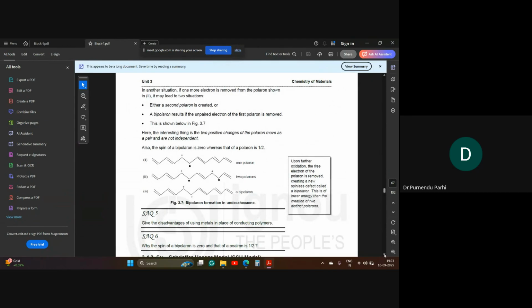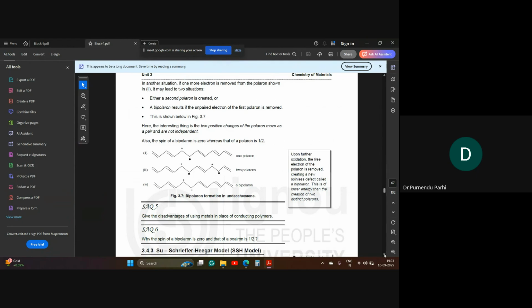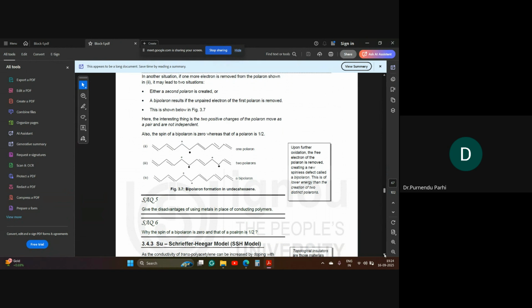So one parallel, two parallels, three biparallel. The exact examples are here. Two positive charges on the parallel move as a pair and are not independent. So if there are two positive charges close by, then that is called a bipolaron. If there is one positive charge, then a conjugation, then another positive charge, then there are two polarons. And if only one positive charge is there, then that is called one polaron.